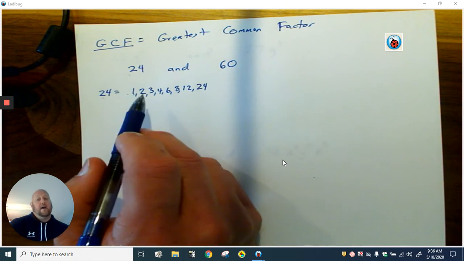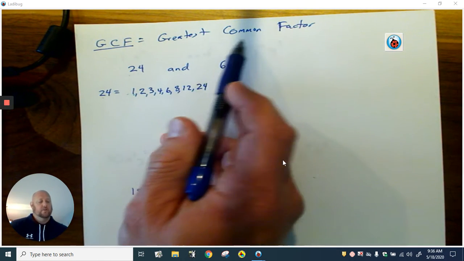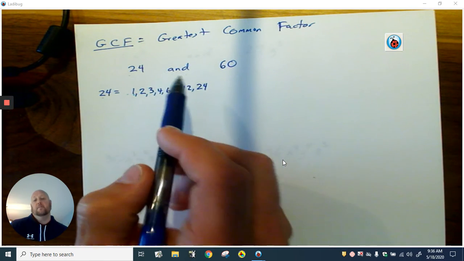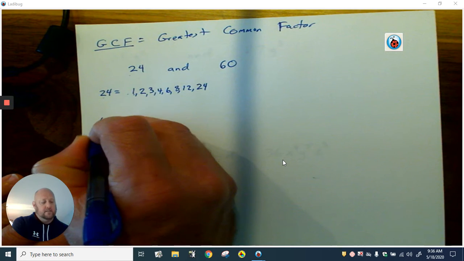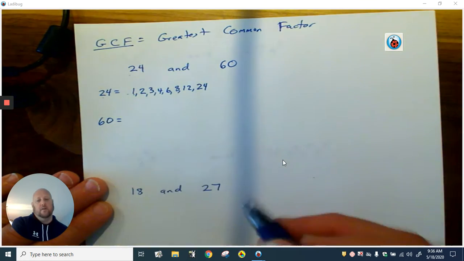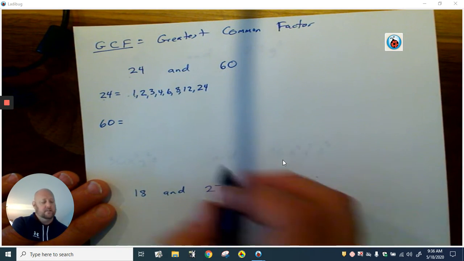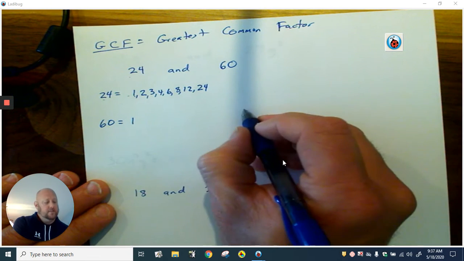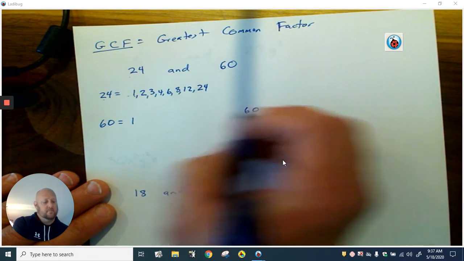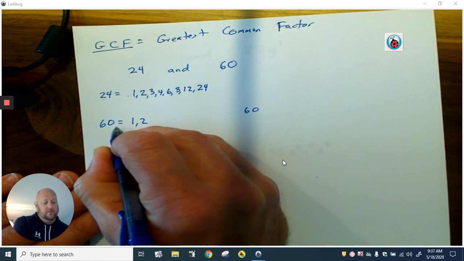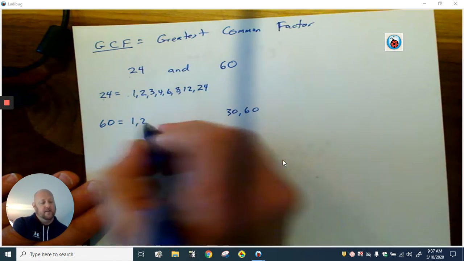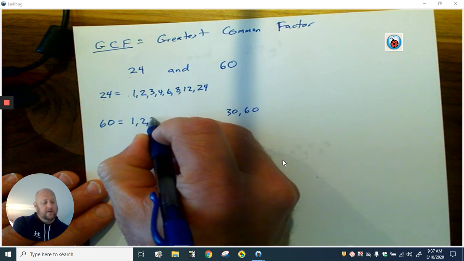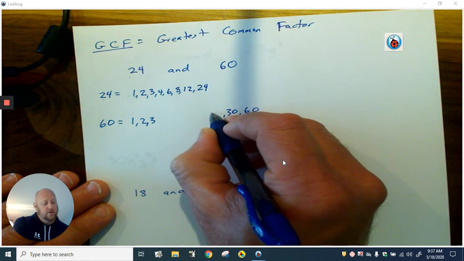But they are factors, okay? So we're just looking for what is the biggest common factor that they have in common, okay? And then 60, we would do the same thing. What are all the different ways you can multiply together to get 60? Well, 1 times 60, that works. It's even, so you can divide by 2. So 2 and 30 multiply together to get 60. Well, you can divide that by 3. 3 and 20 would work.